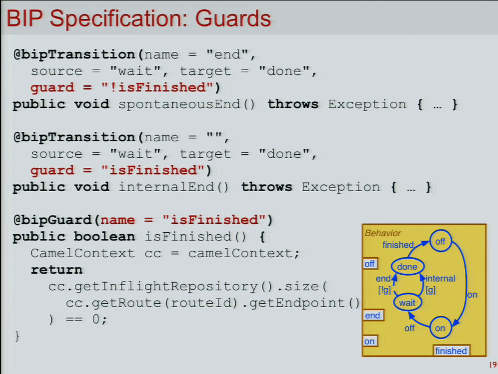Okay, and in this function, in the guard, we're also using the Camel API. So we are asking Camel here, do we have anything in flight? Are there any things being processed by the route? And depending on the answer, we know which transition we have to take, either this spontaneous one, where we wait for information from Camel, or we just take the internal one. And there are guards here. Okay.